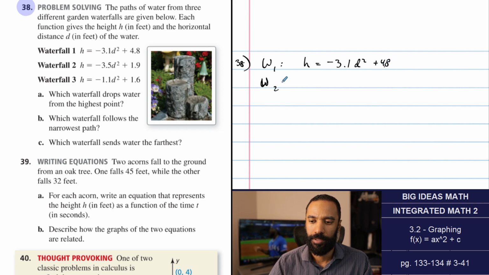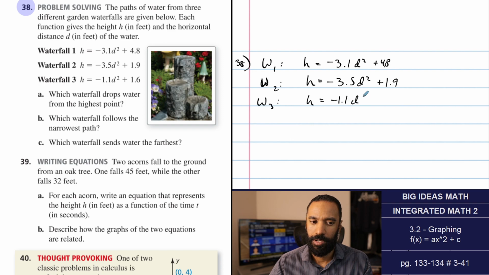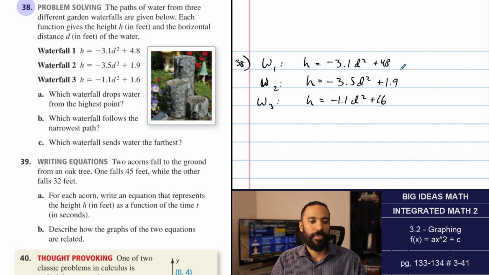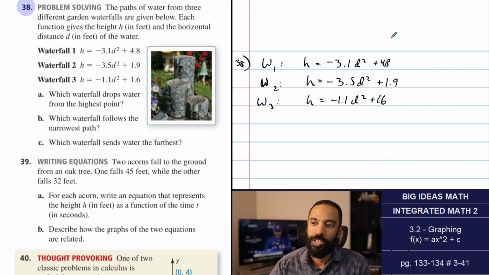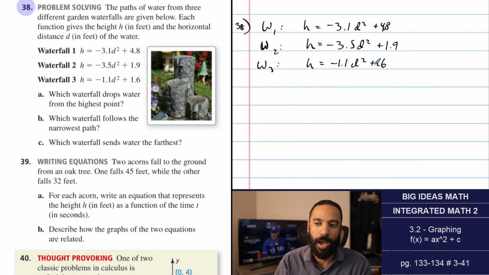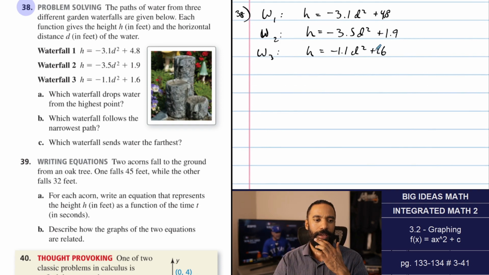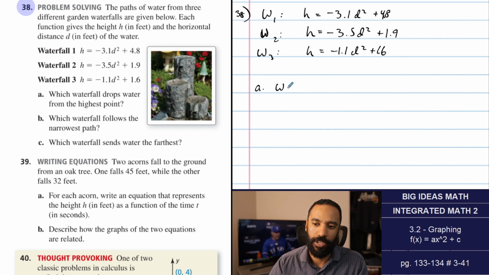Waterfall 2: h equals negative 3.5 d squared plus 1.9, and waterfall 3: h equals negative, whoops, 1.6. Which waterfall drops water from the highest point? These are all upside down parabolas that have a vertex at their C values. So waterfall 1 has the highest vertex. Therefore, it drops water from the highest point. I guess the water shoots out that way. So for part A, waterfall 1.